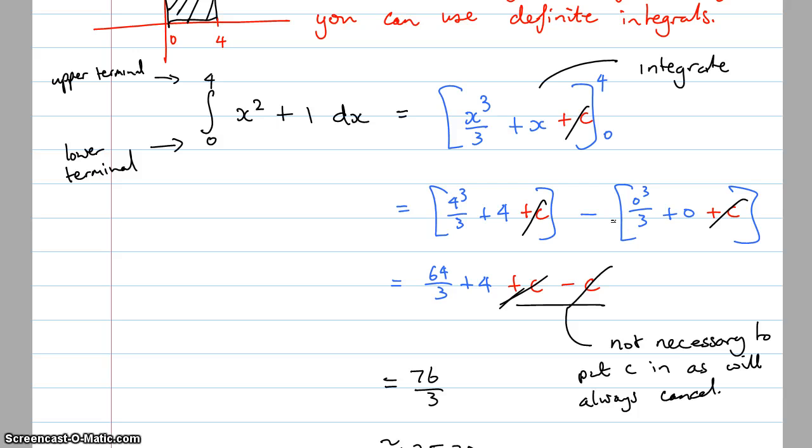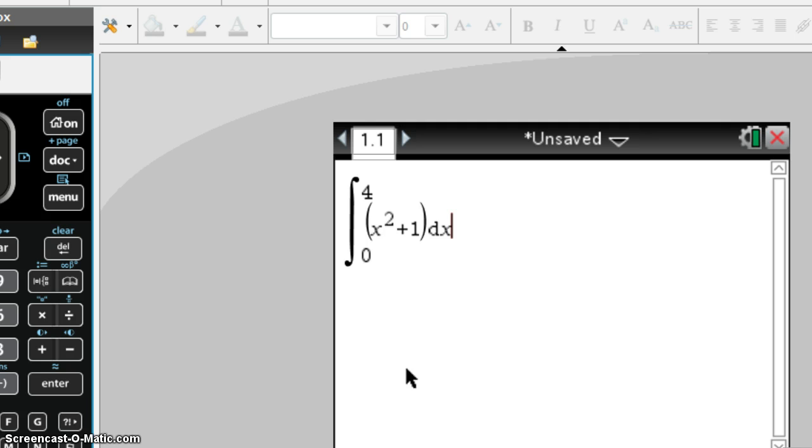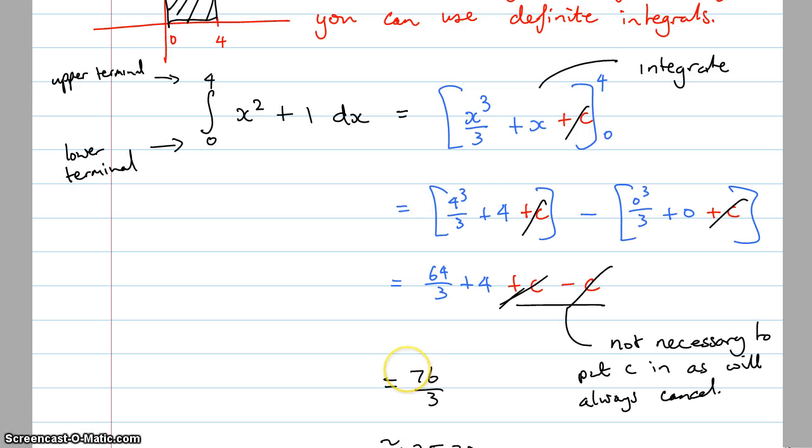And then I'm just left with 64 over 3 plus 4, which is 76 over 3. Let me just see if that's true here. 76 over 3, we've got it right. Well, at least our calculator and I agree. We might both be wrong, but we'll take the chance.